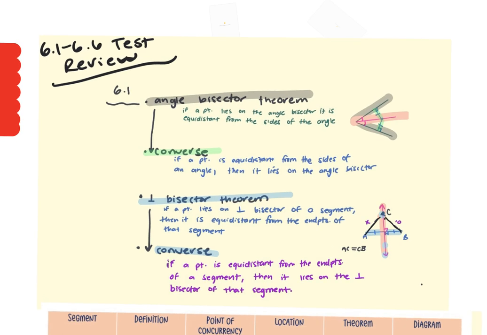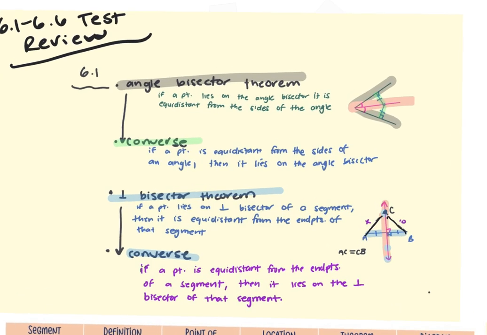Okay, then chapter 6 had a bunch of different kinds of information. So there's a lot in this. In 6-1, we started with the easier stuff, the angle bisector theorem, which said that if a point lies on the angle bisector, it's equidistant from the sides. The converse: if a point is equidistant from the sides, then it lies on that angle bisector. The perpendicular bisector theorem said if a point lies on the perpendicular bisector, then it's equidistant from the endpoints of the segment. And the converse of that: if a point is equidistant from the endpoints of a segment, then it lies on the perpendicular bisector. So that was all 6-1.